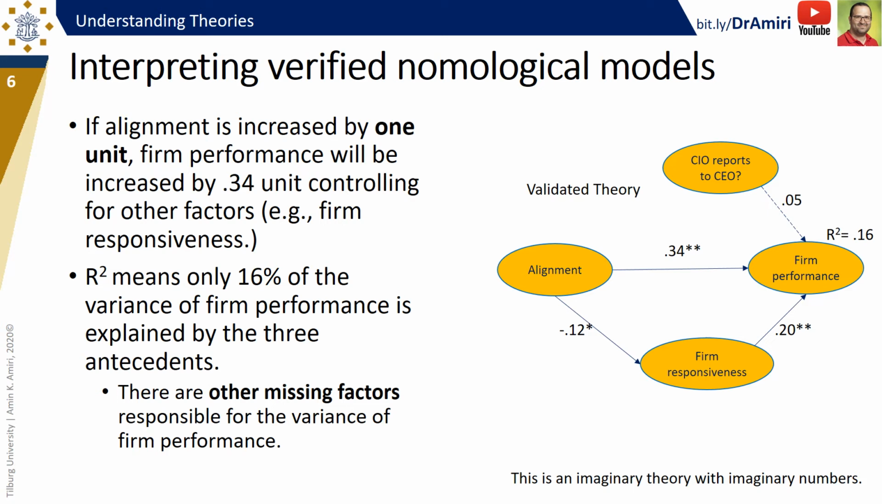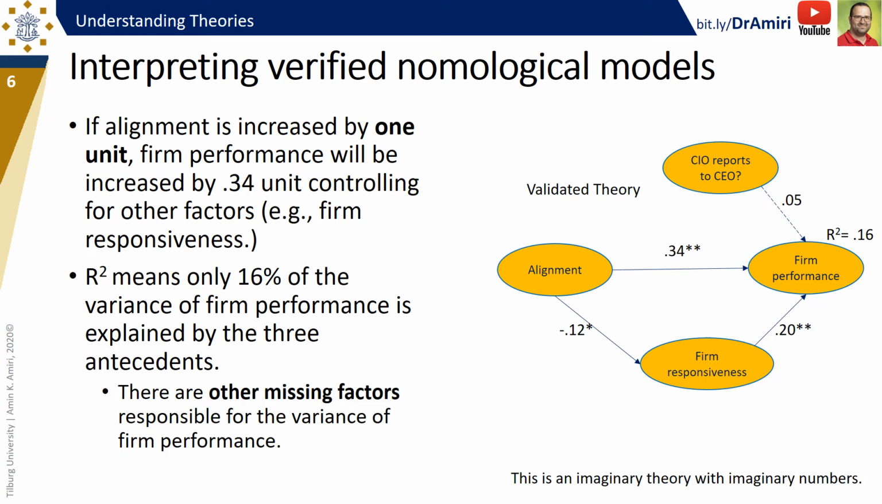If alignment is increased by 1 unit, firm performance will be increased by 0.34 unit, controlling for other factors such as firm responsiveness and CIO's report to CEO or not. You may also see some R squared, R2 related numbers, either inside a construct or next to a construct in the papers.